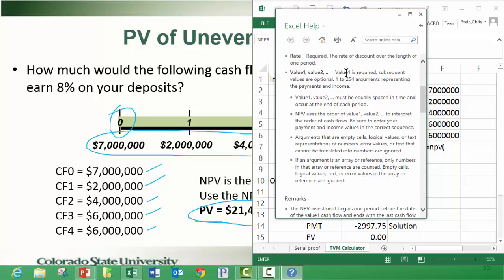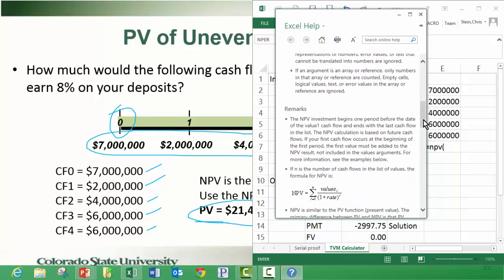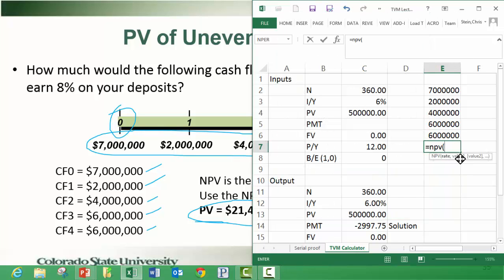I need to mention something. Value 1, value 2, etc. NPV investment begins one period before the date of the value 1 cash flow. So what that means is value 1 is 1 year from now. So you can see in the NPV equation, the first thing it's asking for is value 1, not value 0, which is the 7 million.